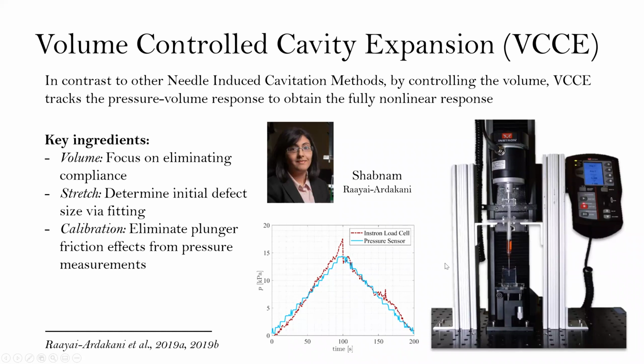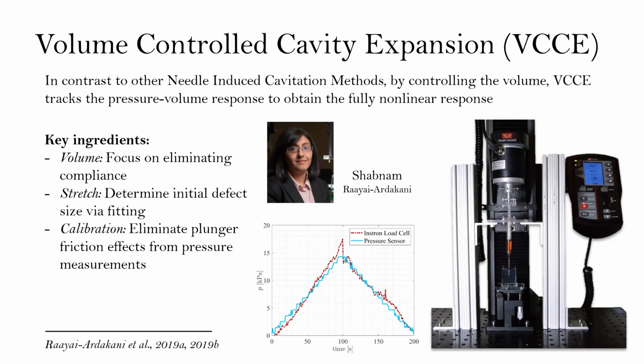And then another caveat in our technique, if we actually want to capture the pressure, the constitutive response, the pressure volume response, we need to know at least an effective initial volume, or what the size of the initial defect that we made in the material in the process to obtain a measure for the stretch. And that is something that we did through a fitting method. So all of this was done by Shabnam.